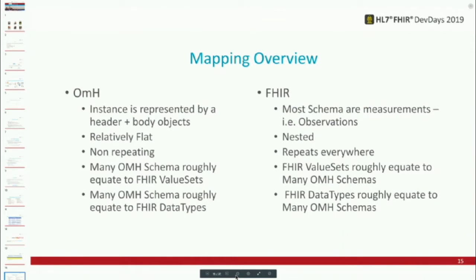In FHIR itself, we have a lot of nested elements. We have repeats everywhere. And the converse is true: many of the FHIR value sets roughly equate to an OmH schema, and the FHIR data types roughly equate to many of the OmH schemas. If you look at the schemas, a data point schema will actually reference another OmH schema, which is essentially going to be a data type or a value set.